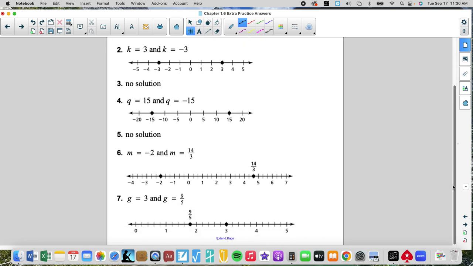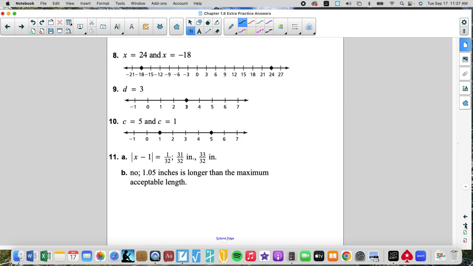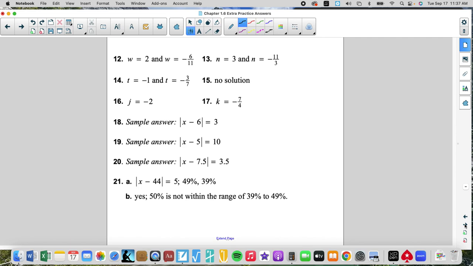Okay, there you go. Those are the solutions for those and the solutions for those, which we went over. And yes, I knew they were going to write an equal sign. Technically, yes, 50% is not within the range of 39 and 49.